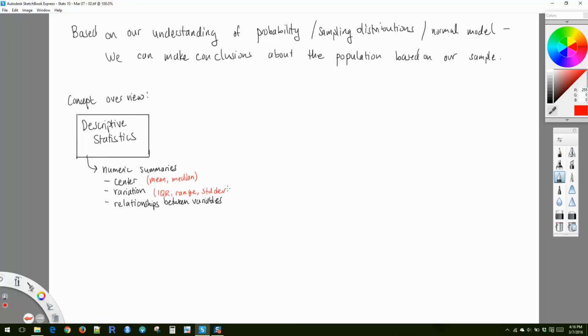Great. Okay. And numeric summaries for relationships. What's that? R, correlation, right? Okay, and then we could formalize that with like linear regression equations also. Okay, and so these were all just ways to kind of summarize our data using just a few numbers.